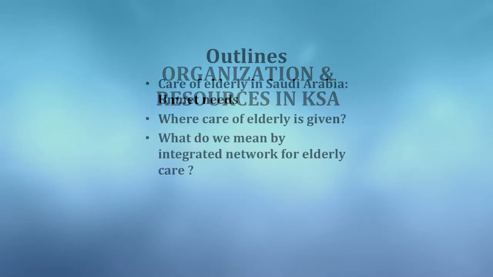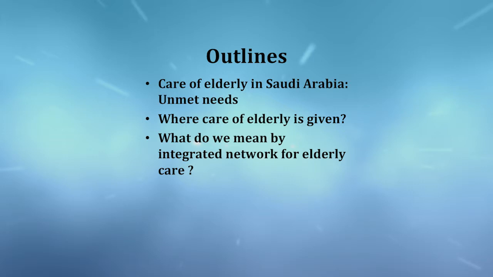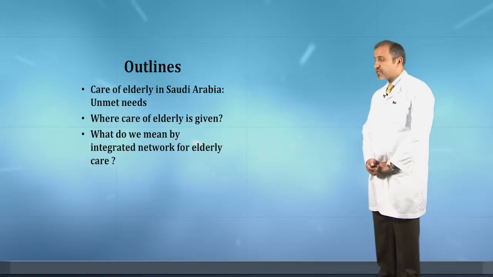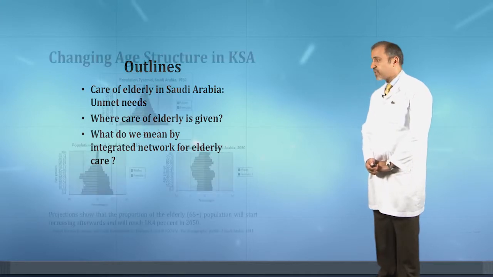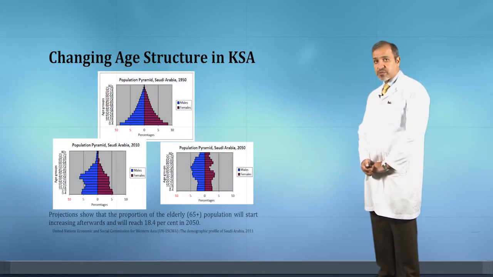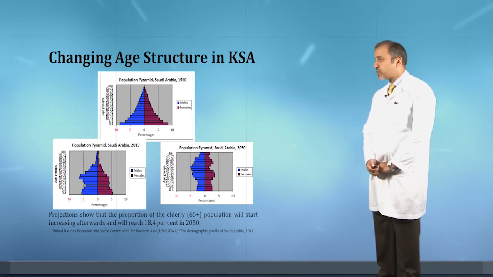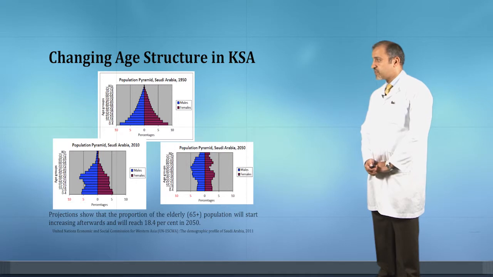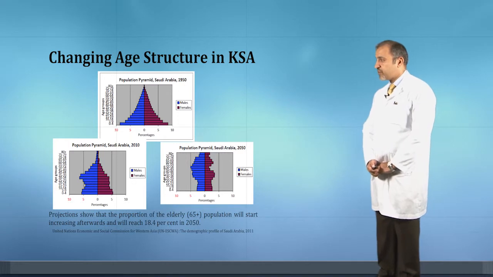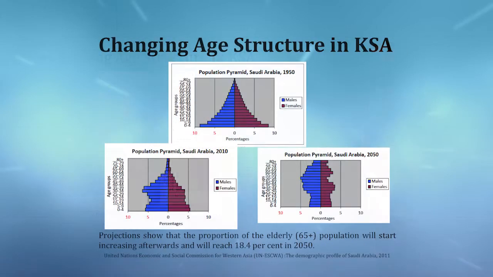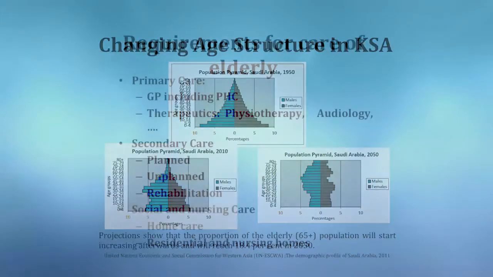When you look at organization and resources in the Kingdom of Saudi Arabia, care of the elderly in Saudi Arabia, the unmet needs, where care of the elderly is given, what do we mean by an integrated network for elderly care? So when you look at the burden of the elderly in the Saudi population, in the 1950s, the number of elderly was very small. And in 2010, the pyramid has flattened at the bottom. And we expect that by 2050, 18% of the population would be above the age of 65.